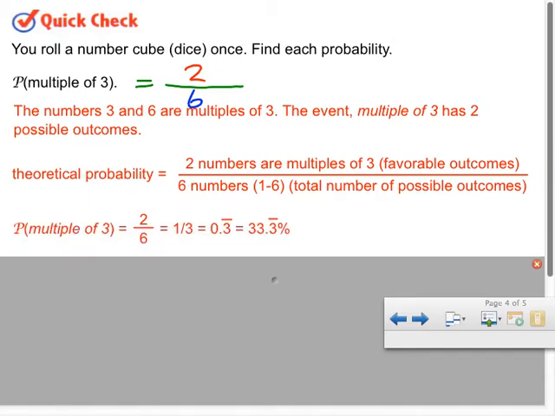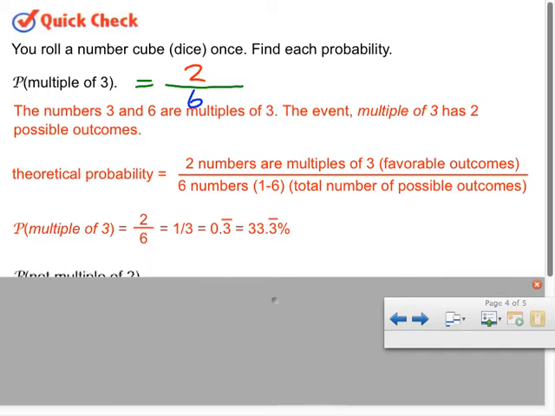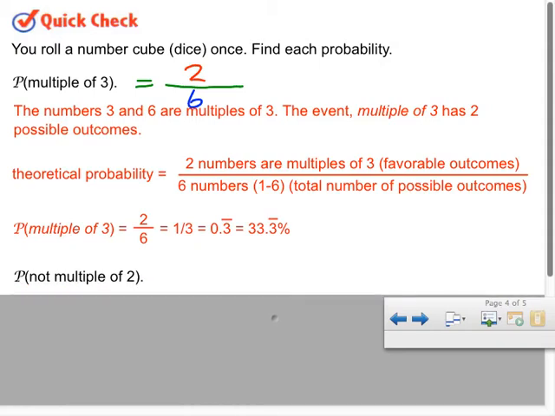Now, listen, I had to simplify this to a third. We already know how to write a third. That's one of the fractions that we learned about, the repeating decimal. That's one that you should kind of memorize, okay? 2/3 is another one, 0.66666, and so on. So now, how about the next one, the probability of not a multiple of 2.